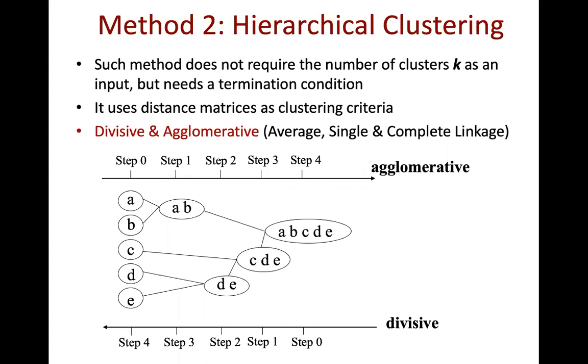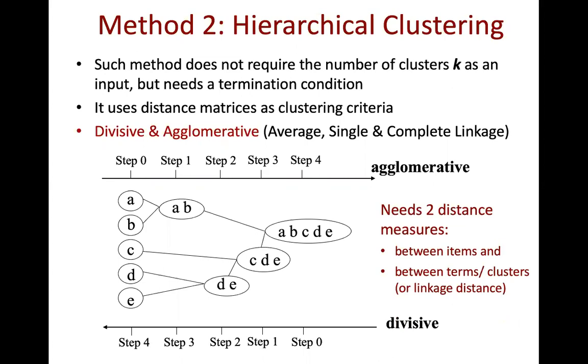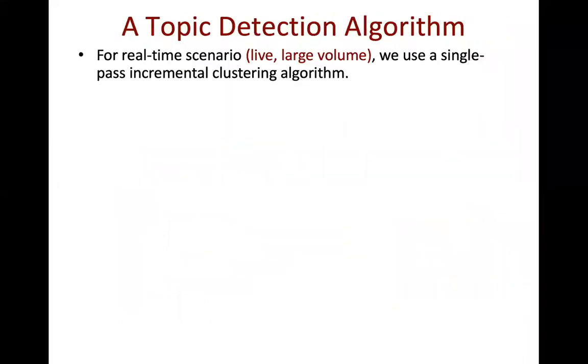It can also go divisive, like another strategy. Then you go from all things in one cluster, and then you separate them into multiple clusters in each step. Step 0, step 1, step 2. So it's just inverse. These are two strategies for how it works. And it requires two distance measures, between items and also between clusters, to link the data and to make a decision basically whether you want to do a split or not.